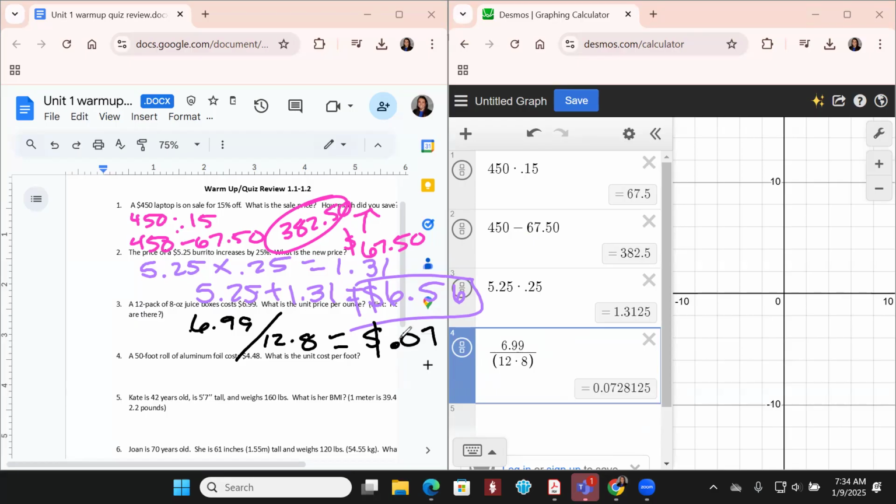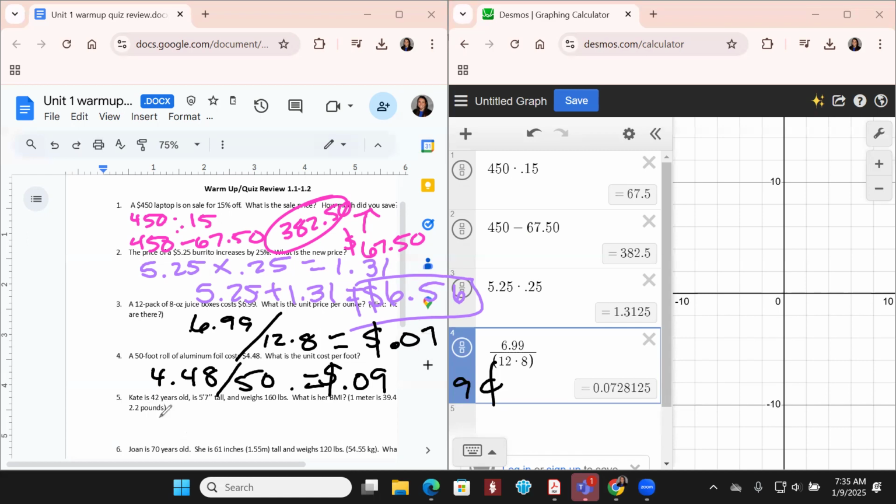All right. A 50-foot roll of aluminum foil costs $4.48. What's the unit cost per foot? So 448 divided by 50. And that's going to give me 9 cents. Okay. Got to make sure you put the dollar symbol or the cent symbol. So if you would have put 9 cents, that's still correct as well. Good. All right, number 5 is what we talked about yesterday. So if you weren't here, try to pay attention.